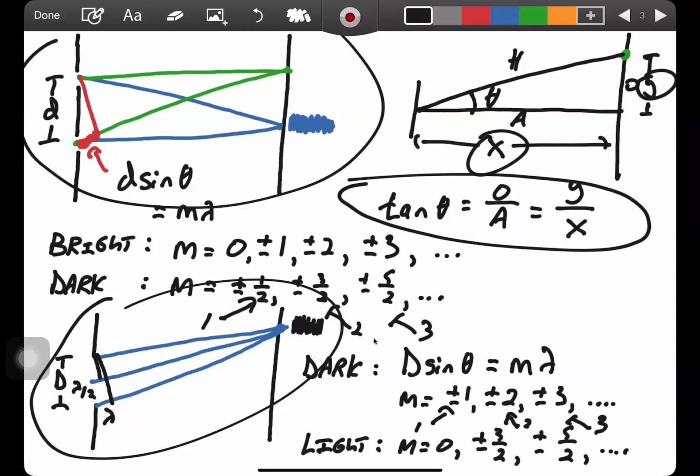But all of this comes down to the principle that waves in phase with each other add up to a super wave. Waves out of phase with each other cancel each other out.